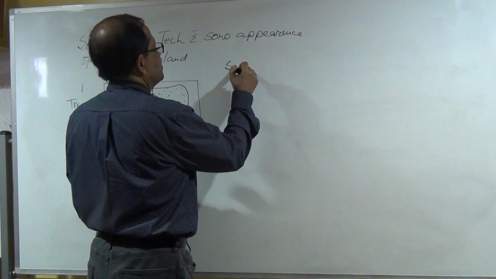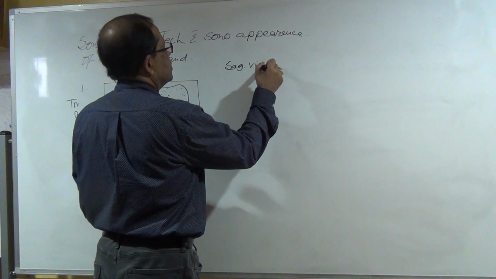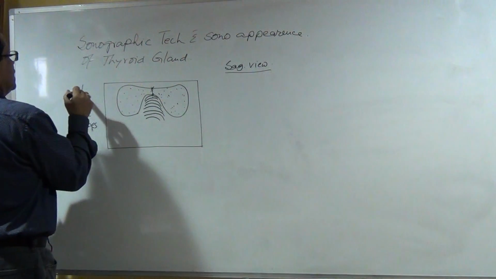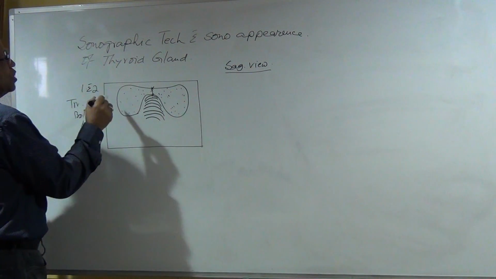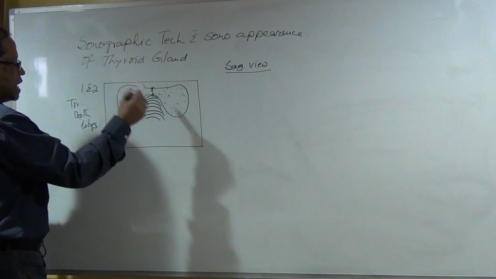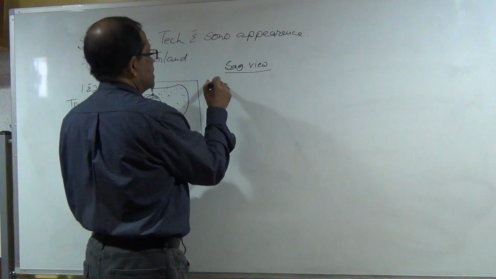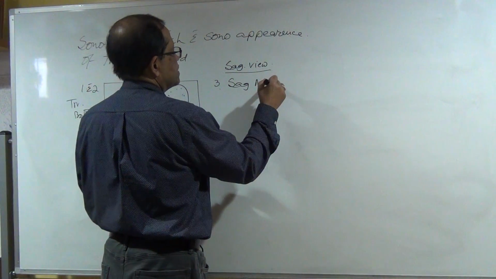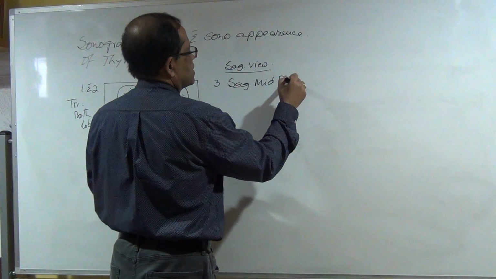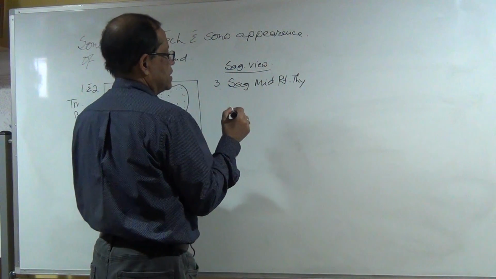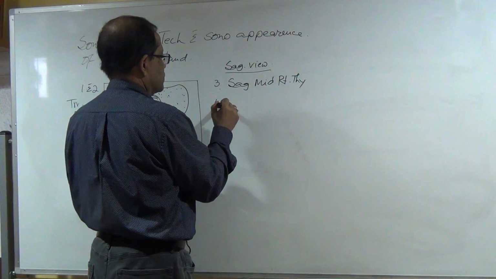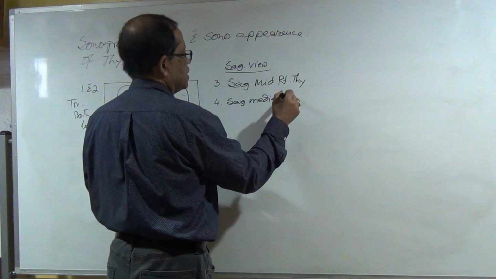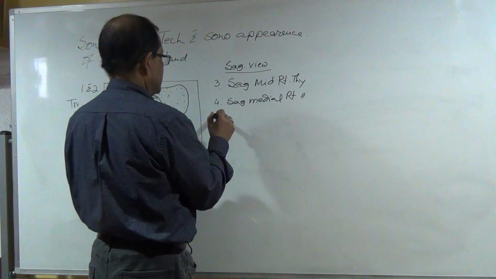Okay, all sagittal view. Sagittal view, so if it is 1 and 2, because without color and with color. So number 3 here, sag mid right thyroid, and number 4, sag medial right thyroid, number 5, sag lateral right thyroid.